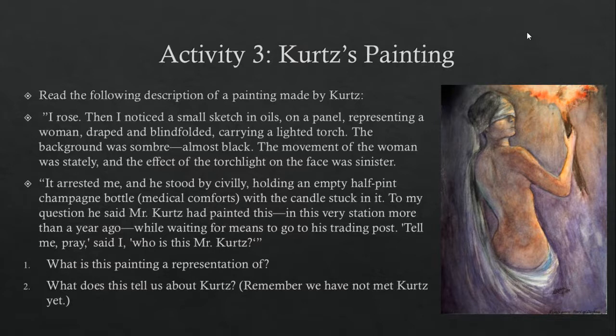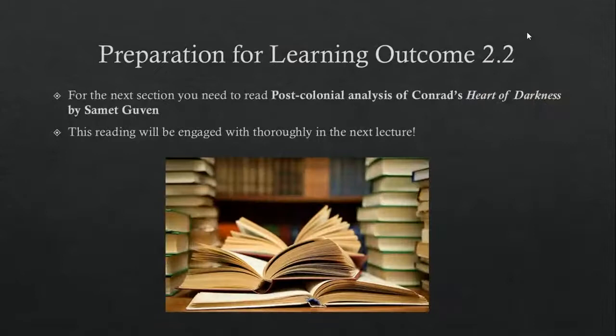So I have two questions for you. I'm not going to tell you the answers because I want you to think of it yourself. The first is, what do you think this is a representation of? Who is this? And it should be quite obvious. And the second is what does this tell us about Kurtz? This is not a traditional representation of this character or this figure at all. This is a very unusual representation. So what does it tell us about Kurtz, that she is being portrayed like this?